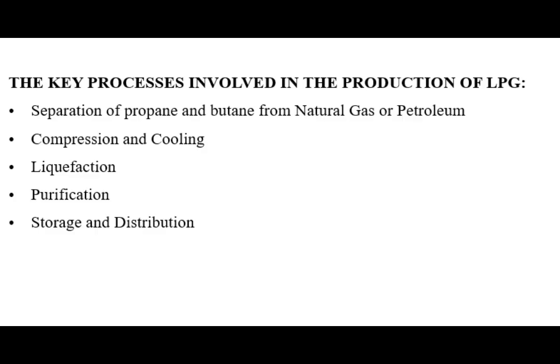7.2.1 Key processes. 7.2.1.1 Separation. LPG production begins with the separation of propane and butane from other hydrocarbons in natural gas or crude oil. This is achieved through various separation techniques, such as distillation or absorption, which take into account the different boiling points and properties of the hydrocarbons.